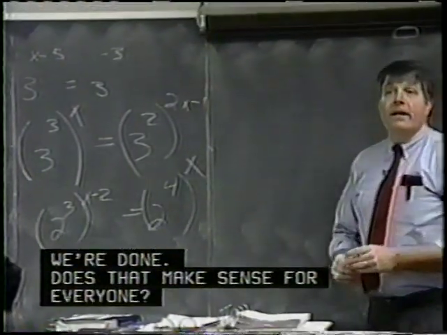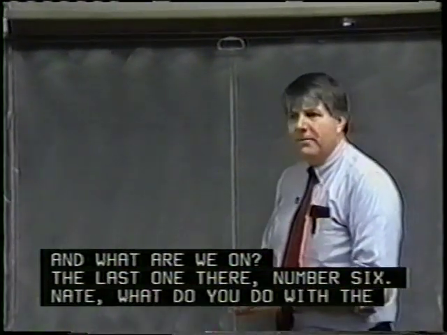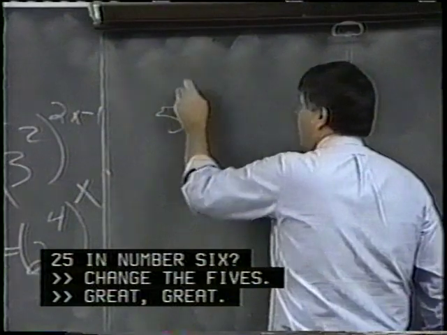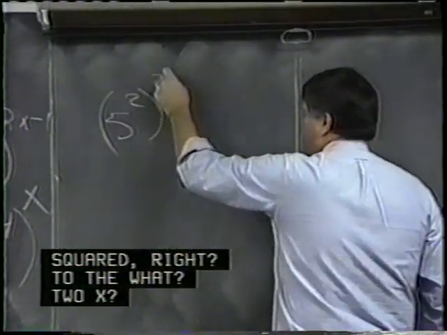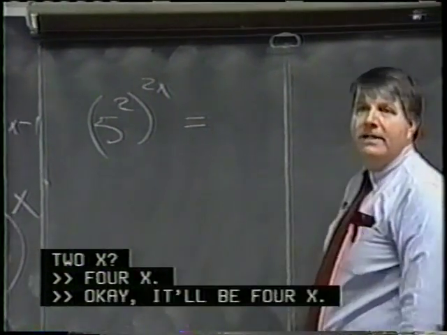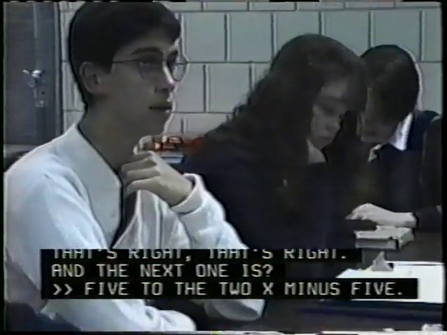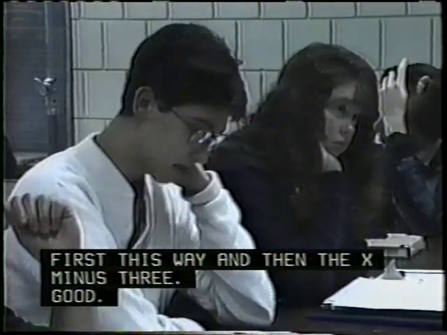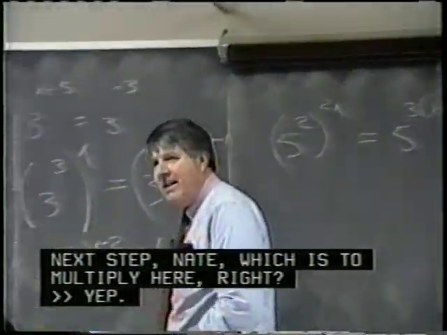Okay? And what are we on? The last one there, number 6. Nate, what did you do with the 25s in number 6? I changed the 5. Great. So the first one was 5 squared, right? To the what? 2x? 4x. Okay, it'll be 4x. That's right. Then the next one is? 5 to 3x minus 9. Yep, and I'm going to put it first this way, and then the x minus 3. Good, and then you've already done that next step, Nate, which is to multiply here, right? Yeah. Then set them equal to each other, and you have your answers. Questions on that?